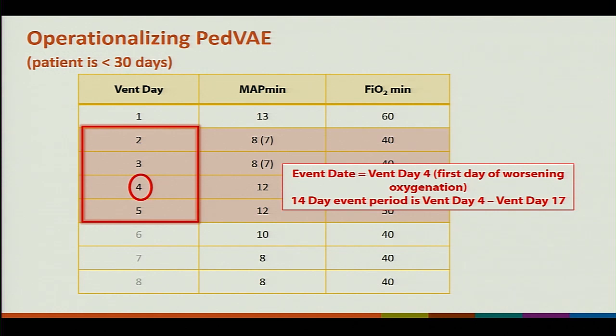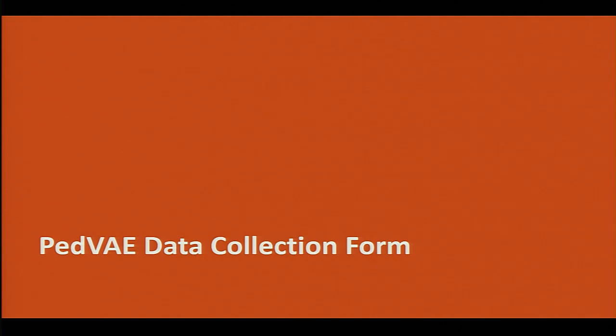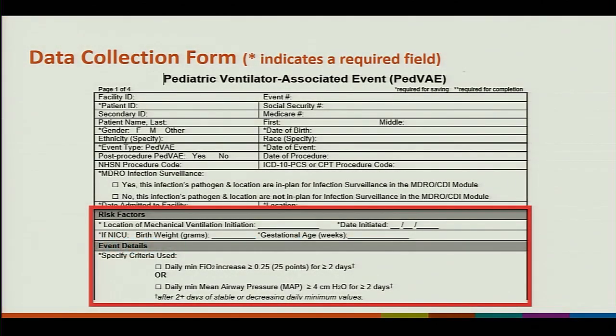Okay, all right, so here we have back to our example, just to point out that our date of event is the date of the first day of worsening oxygenation, day 4 in this example. Now I want to just spend some time on the PedVAE collection form and the application. You really only are required to report this information that is outlined with the red box.